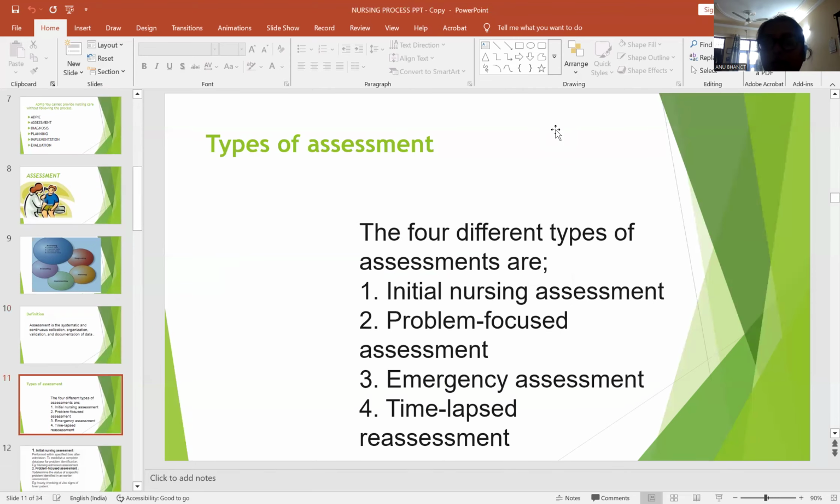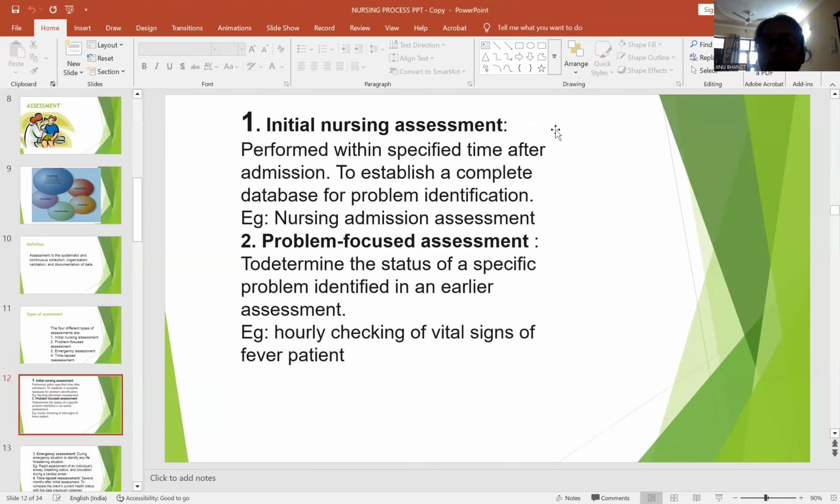There are 4 types of assessment we do: initial nursing assessment, problem focused assessment, emergency assessment, and time lapse assessment. We will discuss them one by one. Initial nursing assessment means that when the patient comes to us, we check the health condition of the patient and the vital signs for future needs. So we do an initial nursing assessment.